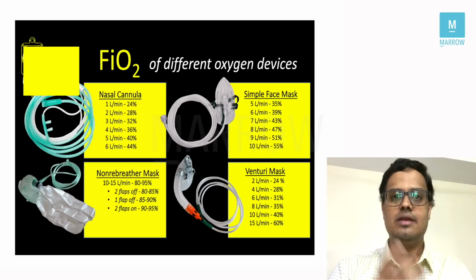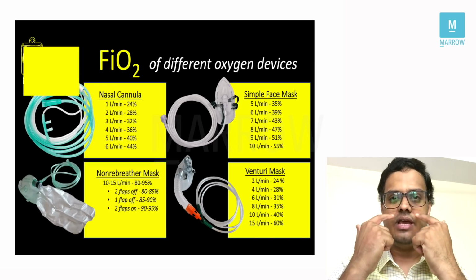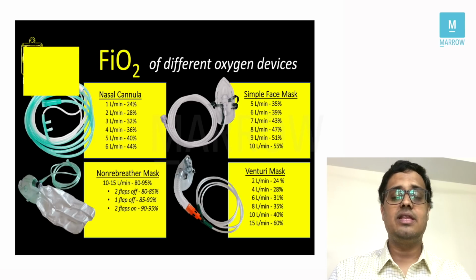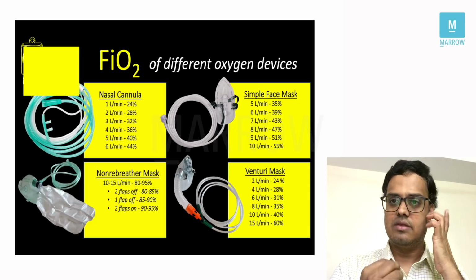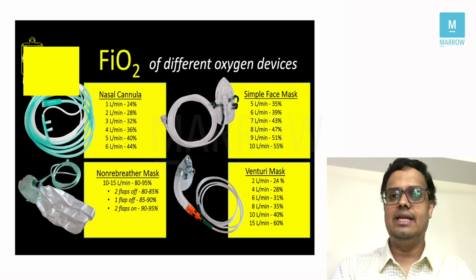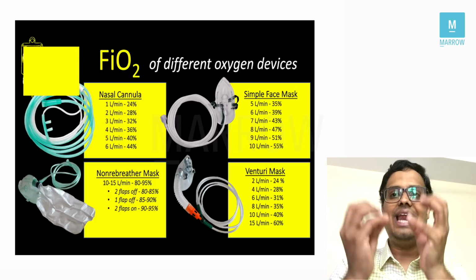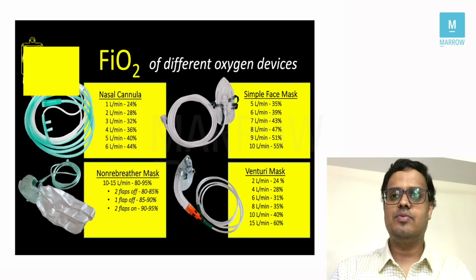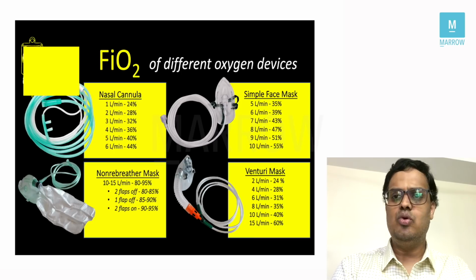So what they do is, you might have seen this simple face mask, which has side holes in it. Why are there side holes in this mask? They are called variable performance devices, because when we use this, we use flow rates around 5 to 10 liters per minute. When the patient's minute ventilation is on the higher side, it will entrap some amount of atmospheric air, and it will improve FiO2 by around 35 to 55%.